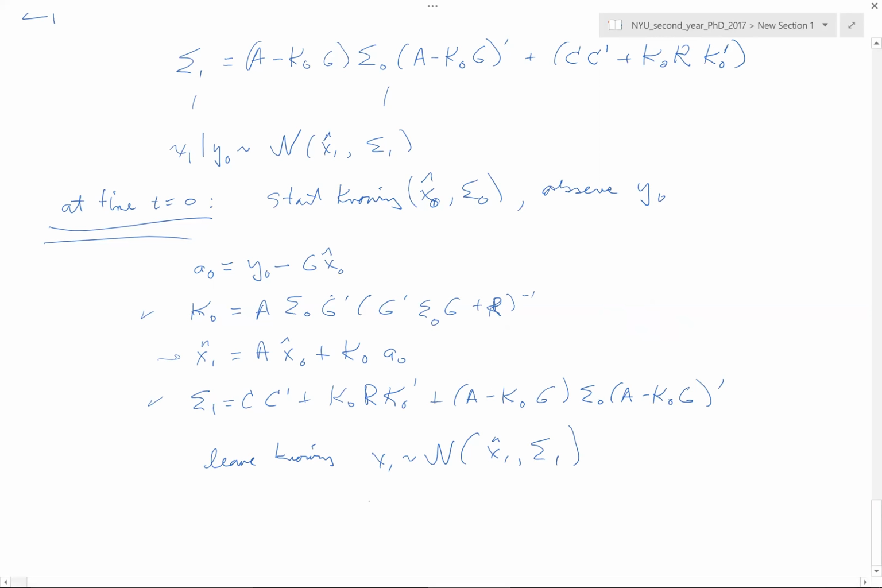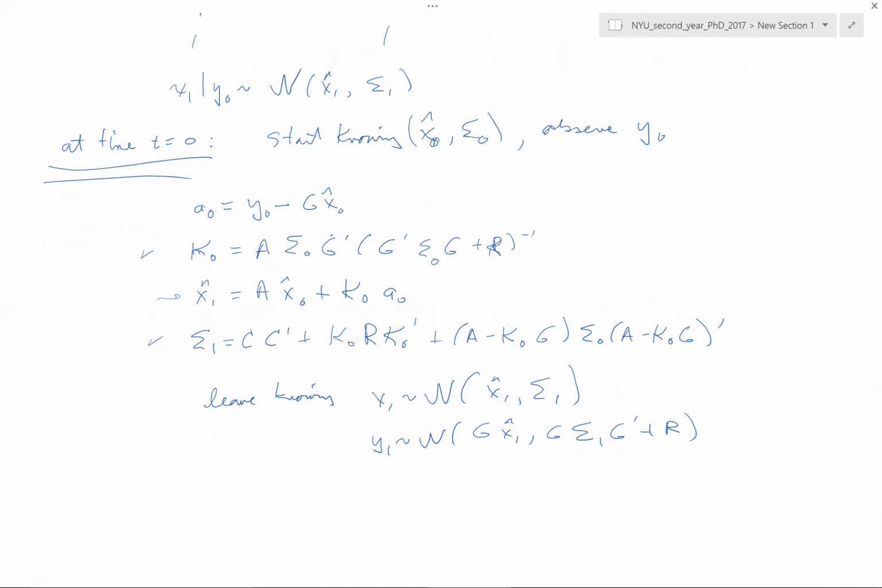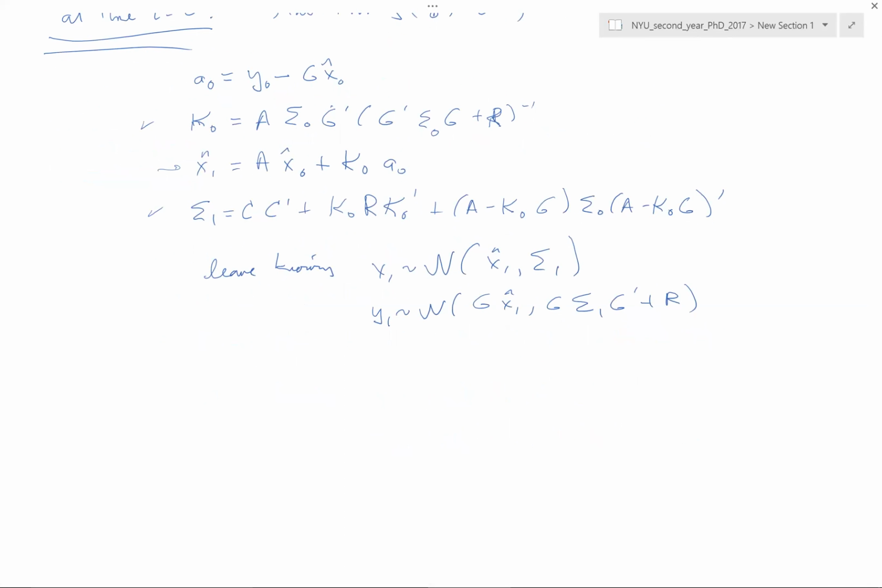And I also leave knowing that the conditional distribution of y1 is normal, with mean g x1 hat and variance g sigma 1 g prime plus r. I know that. But now if you stare at this, Kalman has completely recursified things, because this looks just like the situation that I started with, except instead of x0 hat, sigma 0, it's x1 hat, sigma 1. So you just do it again. What I can now do is, if I just do this again each period, I end up with these recursions.